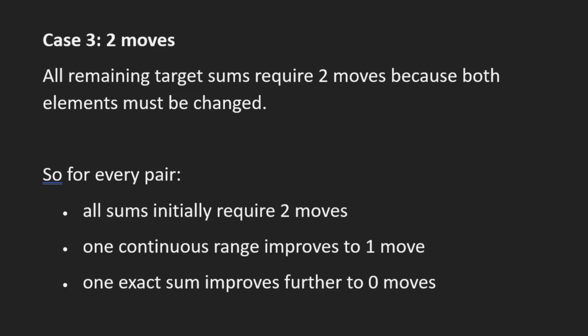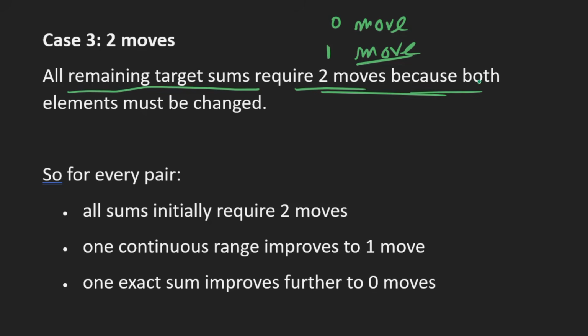Now the third case. So we have seen the zero move case, we have seen the one move case. Now all the sums that are left, meaning all the remaining target sums, will always require two moves, right? So we have to change both the elements to achieve the rest of the target sums, right? So that is case 3.